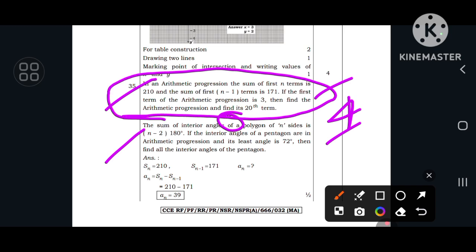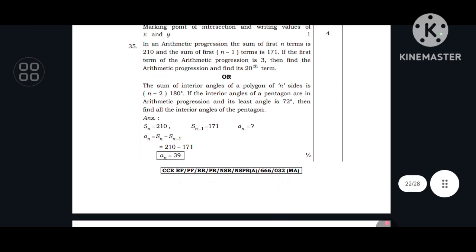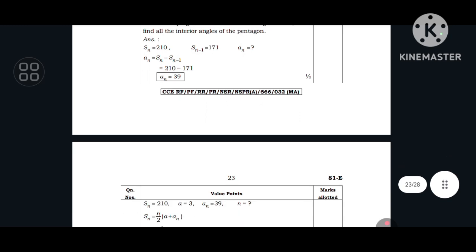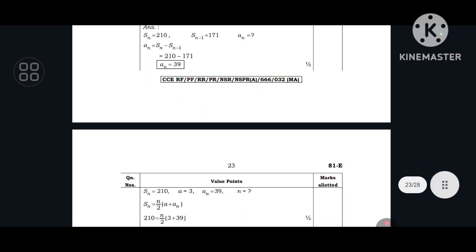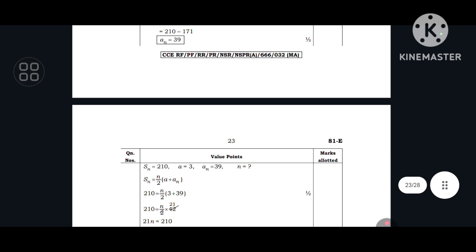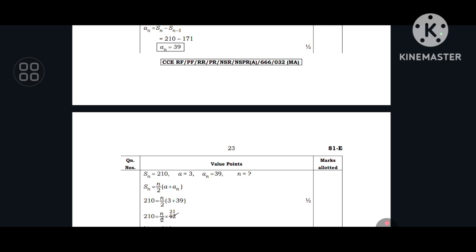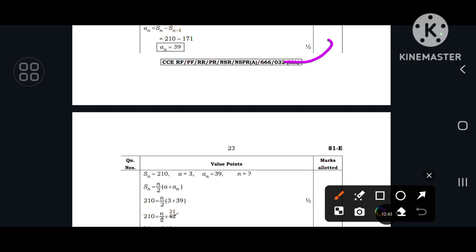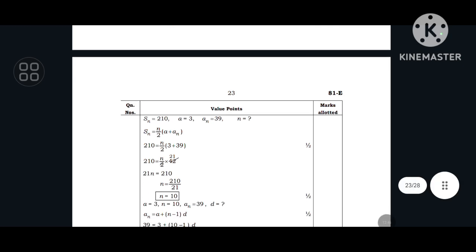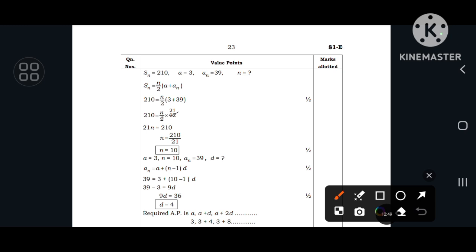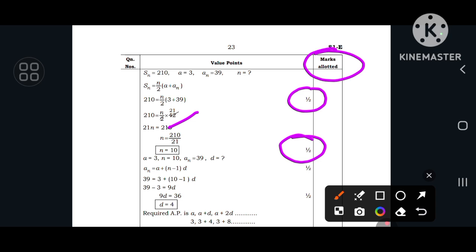So you should be thorough with all application based questions, and see how they have solved it here. You can see how they have taken the given values and how they have found an. Whatever you find in the question, you should write it, and then go on solving, and for each sub question they will provide 1.5 marks, as you can see here. They will also show the allotted marks, meaning how they will allot you the marks. See here, half marks for all this cancellation and solving, half marks for n, half marks for this formula. If you don't know, at least write the formulas, that will fetch you good marks.